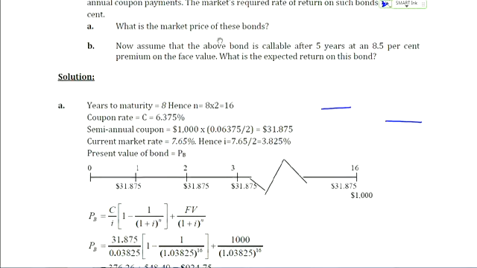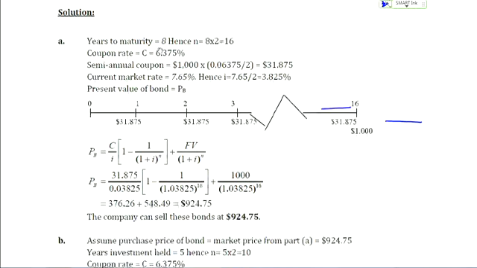Okay, so I can quickly show you here. I don't think that's a hard question, so I'm not going to go through that again. You are given all of the information: the coupon, the maturity, the discount rate, so you should be able to get the $924. Okay? The hard one would be the second part.